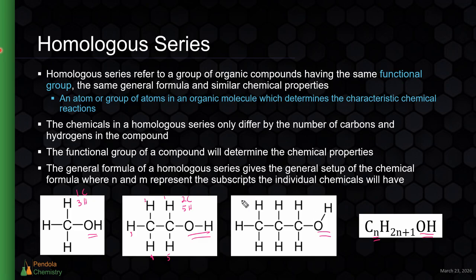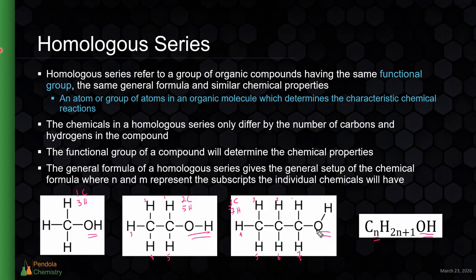Then if we have 3 carbons, like we do in propanol, then 3 times 2 is 6, plus 1 is 7 hydrogens. And we do have 1, 2, 3, 4, 5, 6, 7 hydrogens. So that's what a homologous series is. It's very simple. Always the same functional group with increasing number of carbons. That's what makes a homologous series.